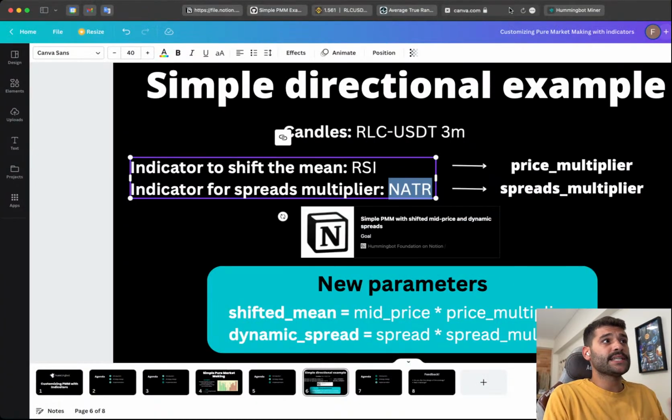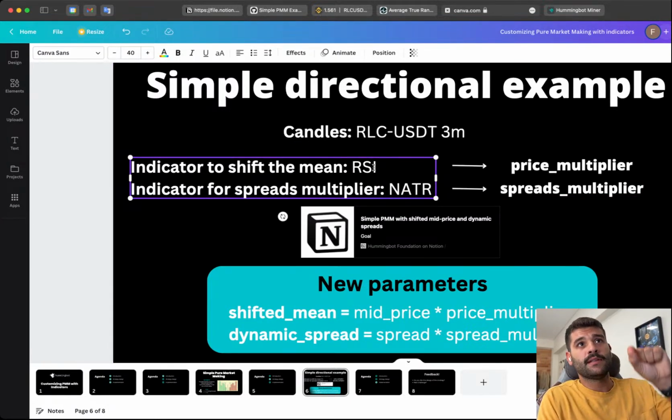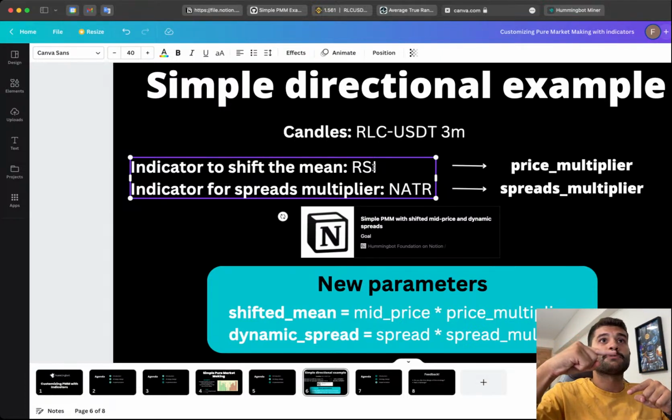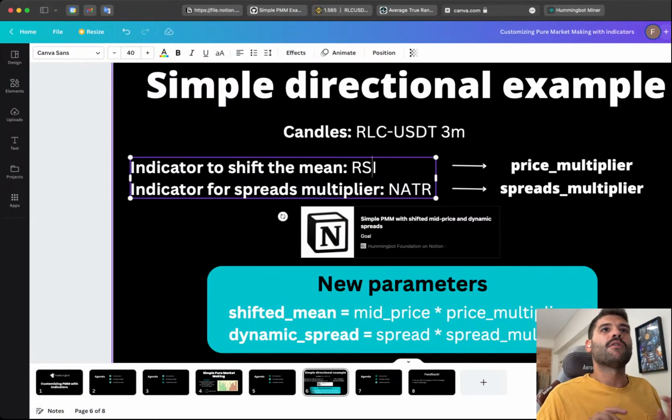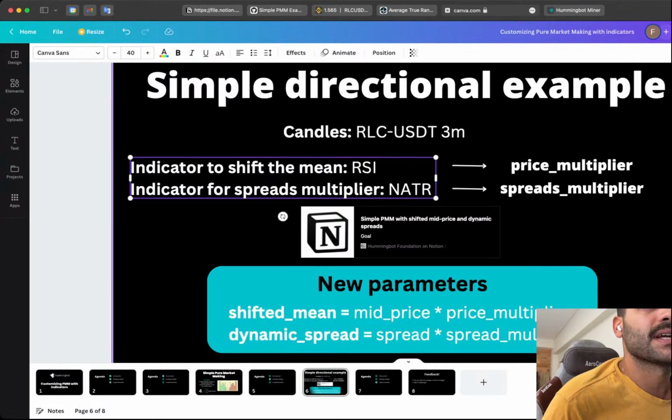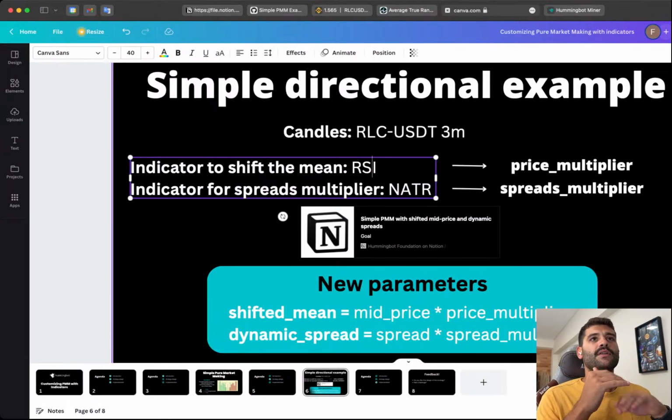So just to summarize, we are going to have the RSI to shift the mean and the normalized average true range to increase or decrease the spreads, right? And we're going to have these new parameters that will be the shifted mean and the dynamic spread. For now, it seems like it will be a very complicated strategy, but don't worry, because we are going to extend the pure market making. We are going to create 2 new parameters, and that's essentially all we need to do. Then it's up to you.